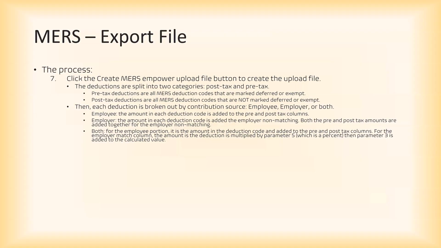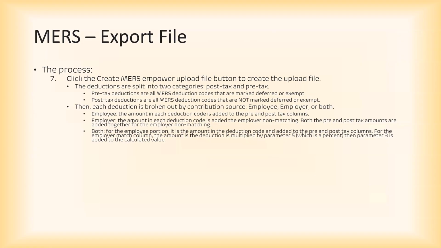So for the third different contribution source, which is both, which is employee and employer. For the employee portion, it is the amount in the deduction code. So if it's $50 in the deduction code, that's the employee contribution. For the employer match, the amount is the deduction, which is in my example 50, multiplied by parameter 5, which is a percent, and then parameter 3, which is added to that value.